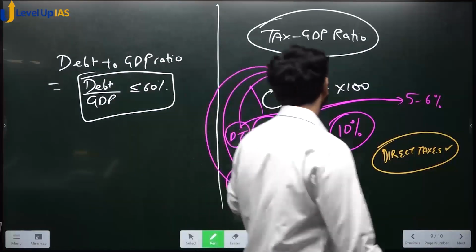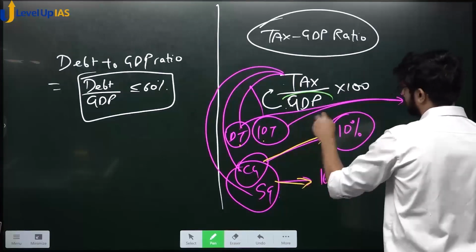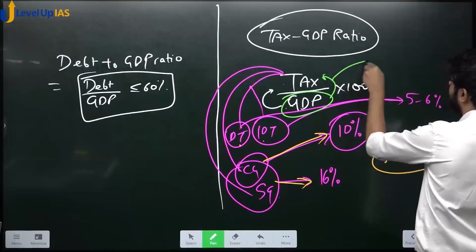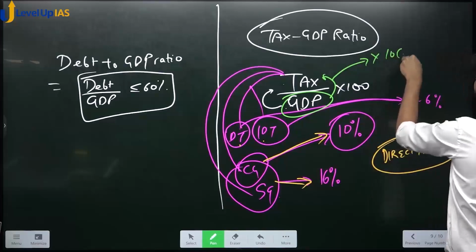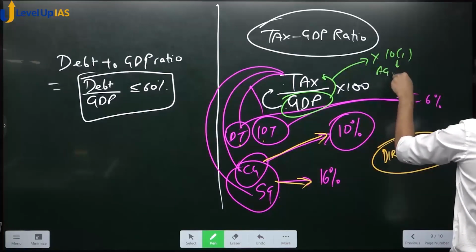Agriculture है, green में बनाएंगे हम. GDP से टैक्स में नहीं आ रहा है. सेक्शन 10(1) एग्री इनकम एग्जेम्प्ट.